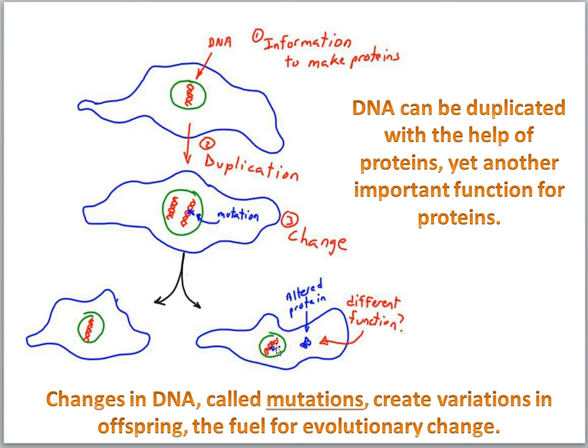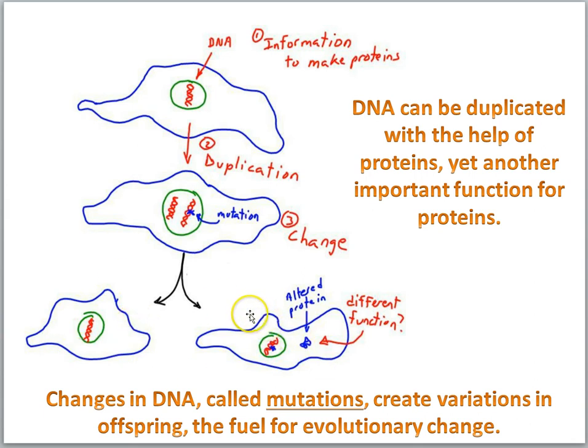Now, it so happens, and we'll learn more about this later in the course, that when DNA gets duplicated, there can be changes to the DNA. And these changes are called mutations, and this creates variations in the offspring. And that is going to be how we're going to understand how species can change over time. Because the reproduction process is not precise. There are errors introduced into the genetic material, and so we get variation.